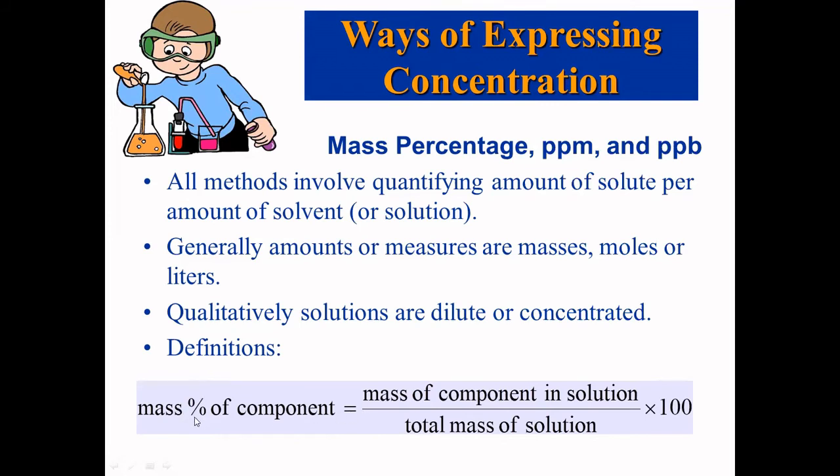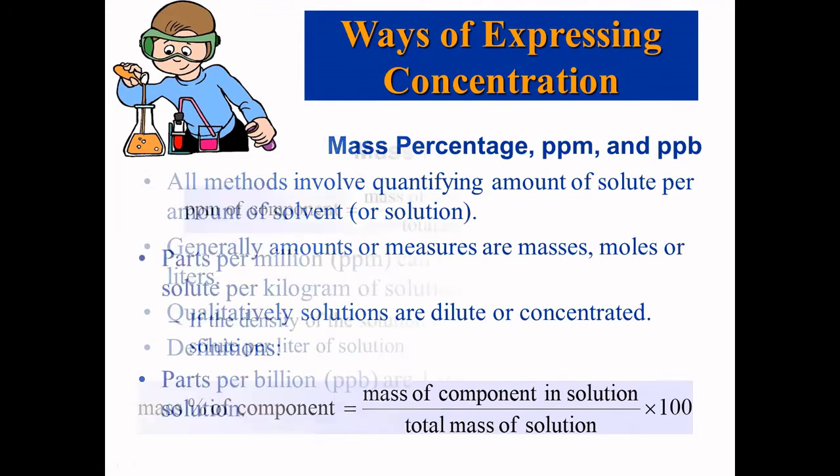Now, the mass percent of a component in solution is the mass of that component in solution divided by the total mass of solution, just like anything else. So if you want to know the percentage of a particular component compared to the entire mass of the mixture to which it belongs, that's how we determine the percentage by mass of a component in solution. Okay, interrupt me if you think I'm too fast.